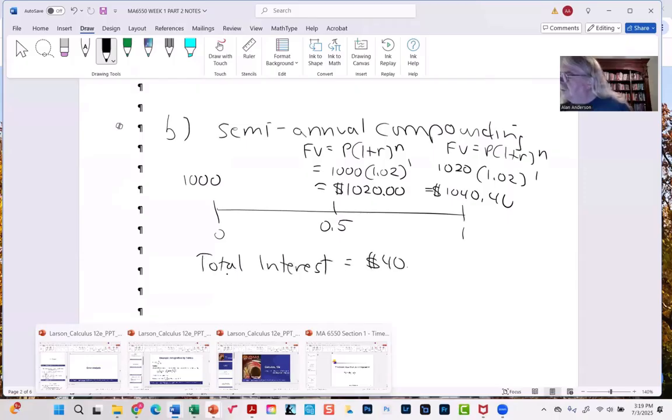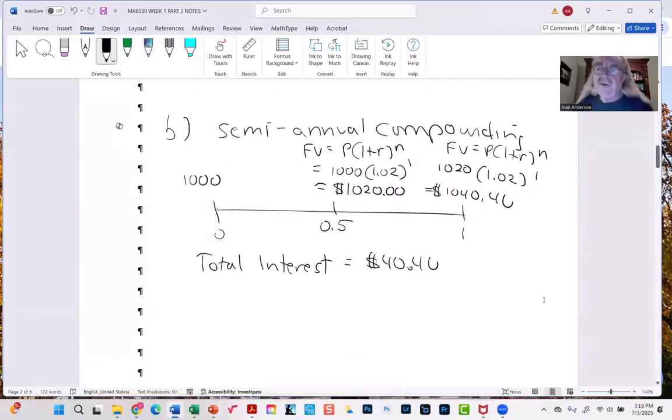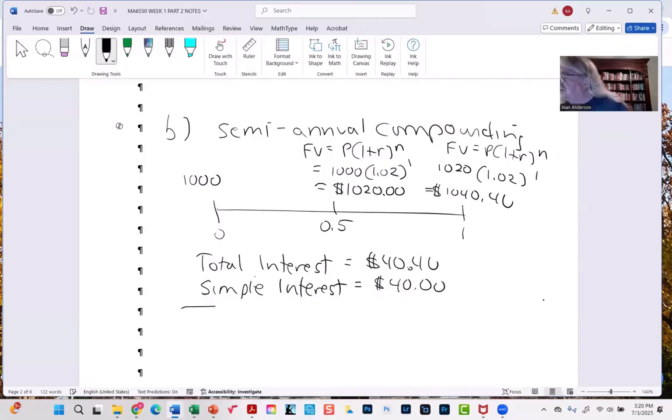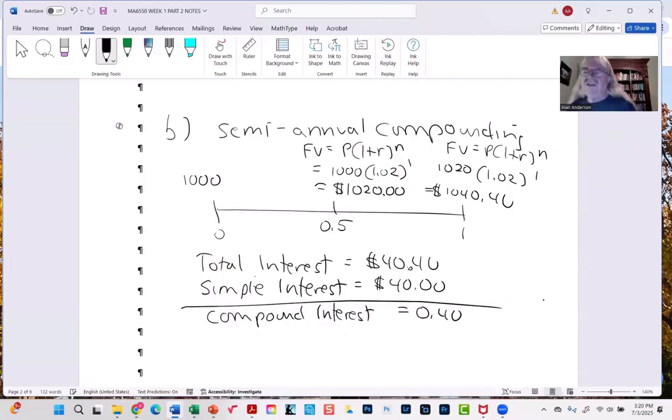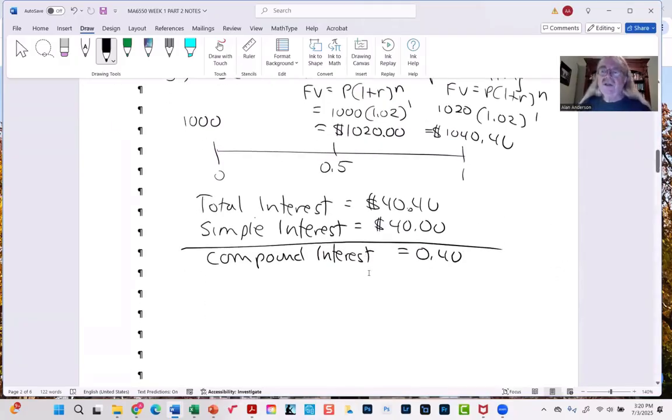40.40. Now, the simple interest is completely independent of the compounding frequency. So therefore, the simple interest will always be $40. Sorry, 40 cents. No, $40, but 40 cents is the compound interest because that's the difference. Okay, 40 cents. It doesn't sound like much, but it grows like crazy over the years.